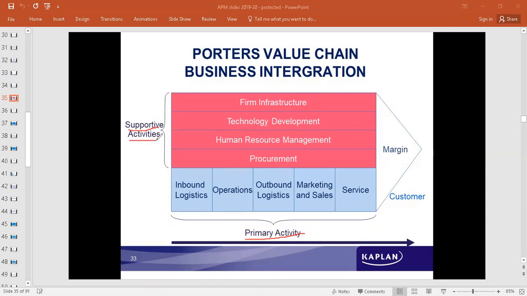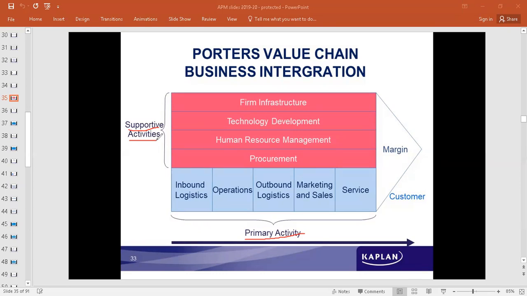Now, this kind of a model is applicable only for manufacturing businesses. See, if it is not a manufacturing business, if it is a service business, it is called by some other name. Okay, it's not value chain. That is called a value shop. So that's not part of our syllabus as of now, so let's not get into that. But remember one aspect, that the value chain business integration model is applicable for a manufacturing business.